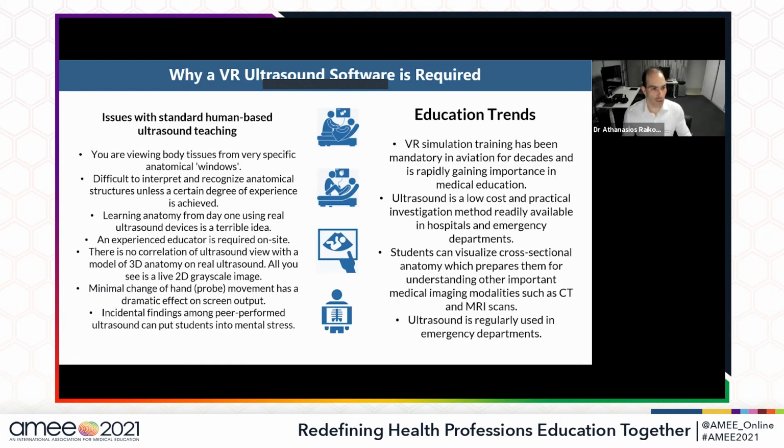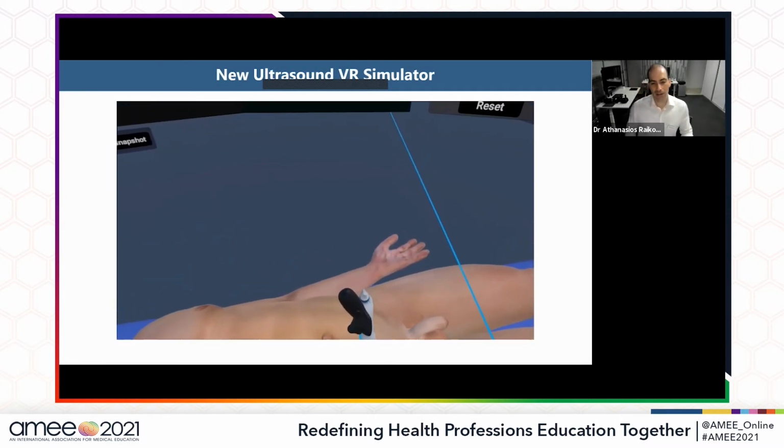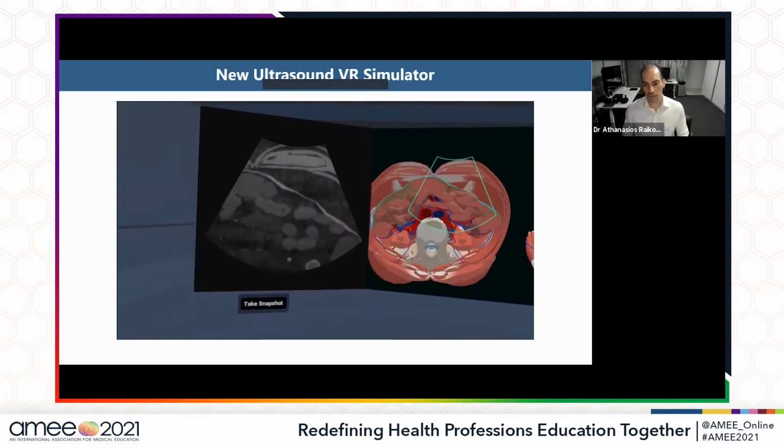With ultrasound, you can visualize body tissues from very specific anatomical windows, as we call them. It's very tricky to learn how to identify those anatomical windows. Students have tremendous difficulties understanding the structures using a normal ultrasound, and it's a bad idea to start using real devices to learn anatomy with an ultrasound. We are suggesting an alternative: the usage of virtual reality and 3D Organon together with the ultrasound simulator.